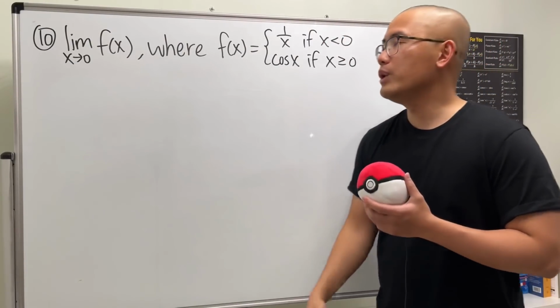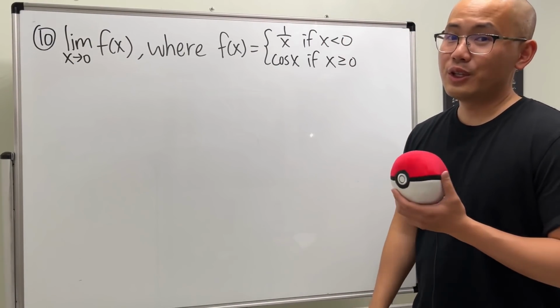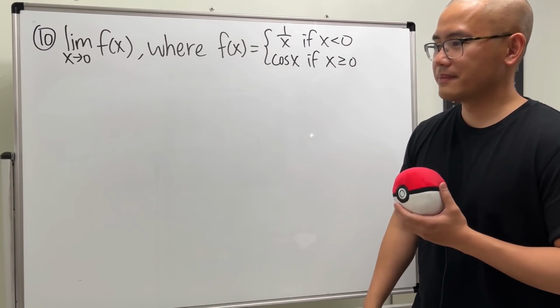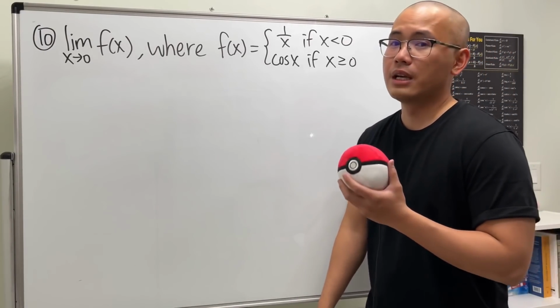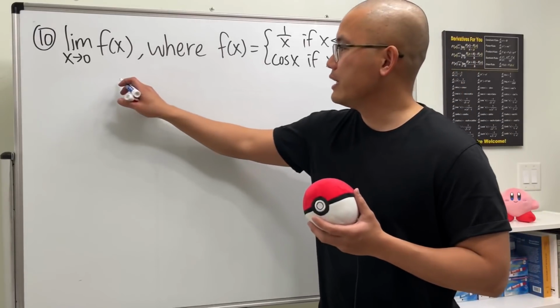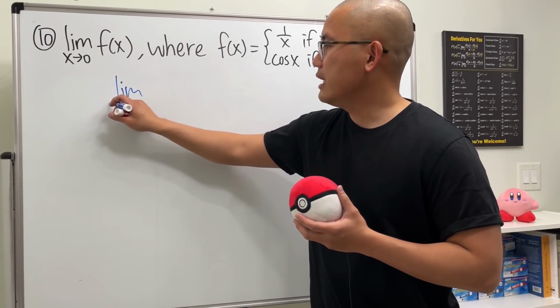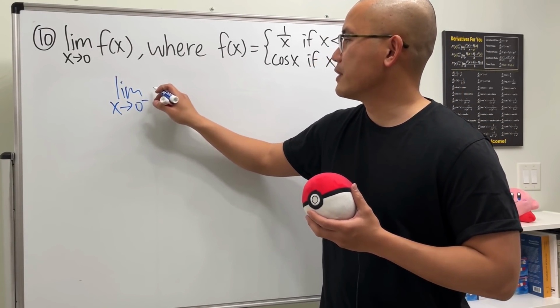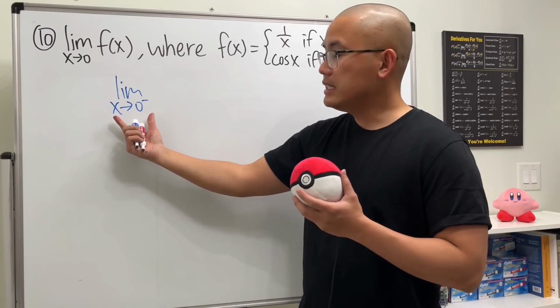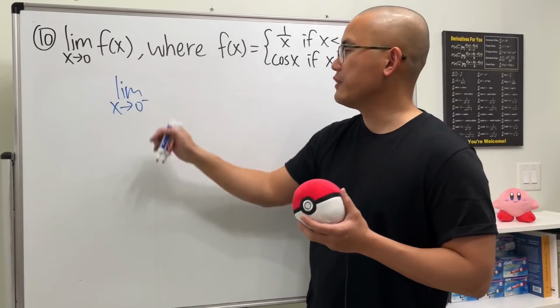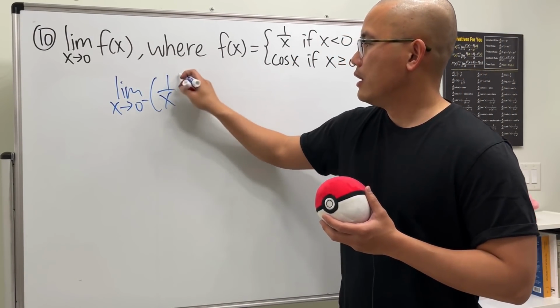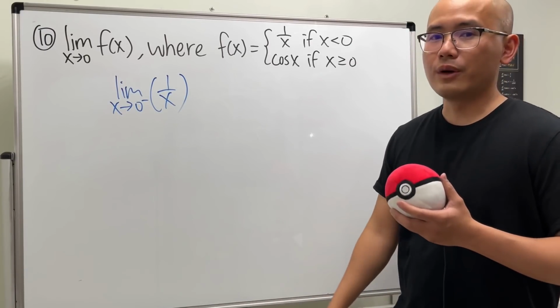Alright, for number 10, we have another piecewise function. So let's go ahead and check both directions. So that means we have to check both directions. And let's go ahead and just check the limit as x approaching 0 minus first. And in this case, this means x is less than 0, so we take 1 over x to be f of x. Alright, how do we figure this out though?